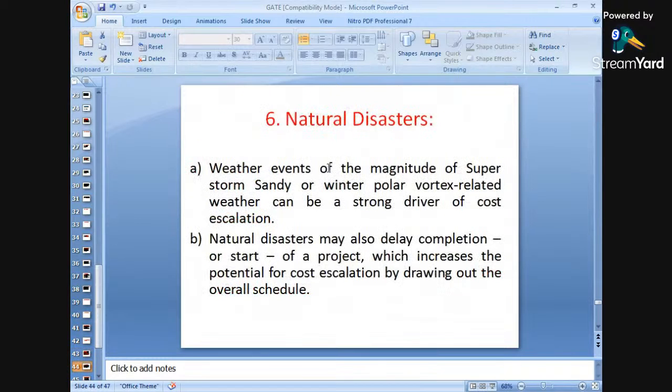Natural disasters. If there are any natural calamities, or changes in the weather, or heavy rains, there may be delay in the completion period. There may be delay in the start time, or delay in the completion time. So this again results in increase or decrease in cost escalations due to natural disasters.